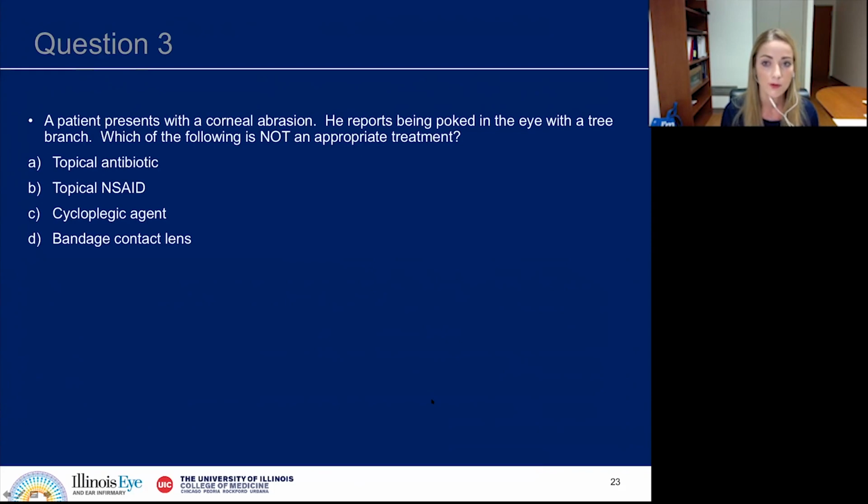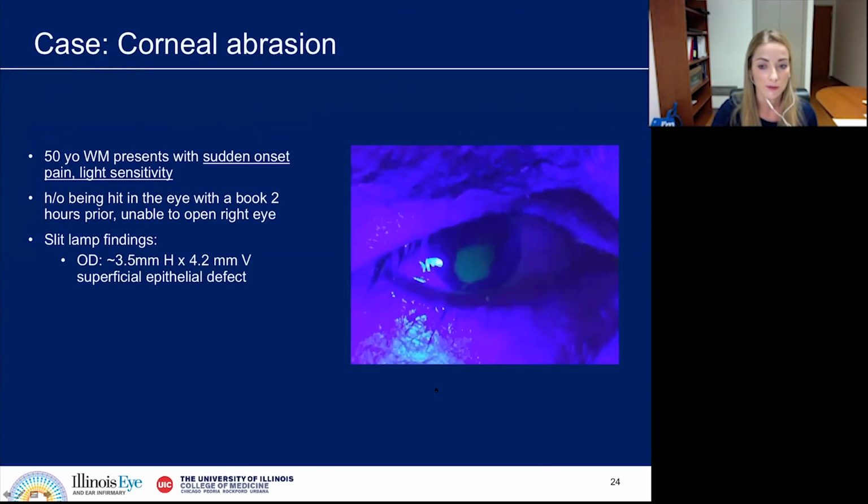So going on to our first case, this is a 50-year-old white male that presents with a sudden onset of pain and light sensitivity. He has a history of being hit in the eye with a book 2 hours prior and is unable to open the right eye. After we instilled proparacaine in, he was able to read the 20/30 line without correction. And as you can see from this picture, there is a pretty large superficial epithelial defect.